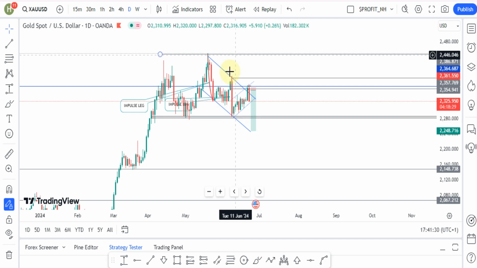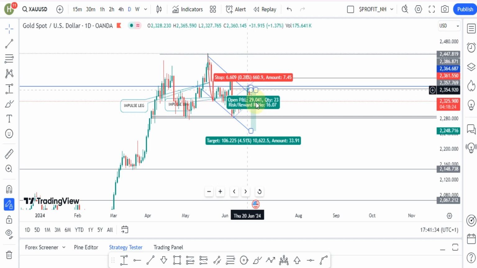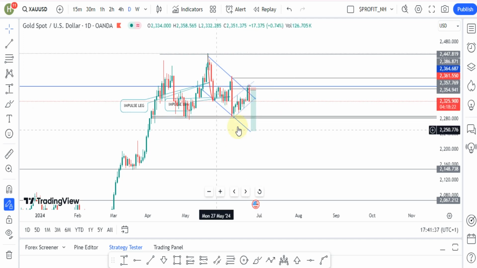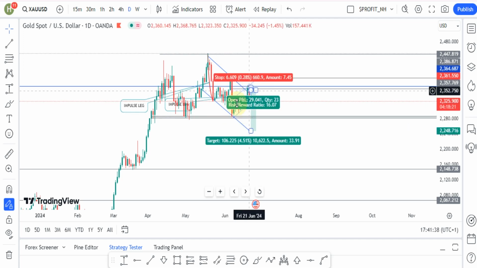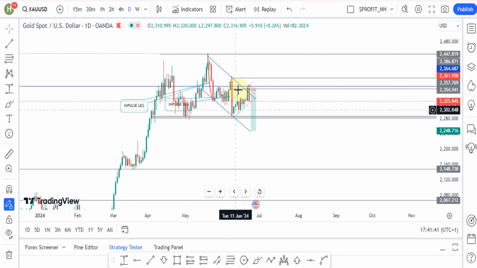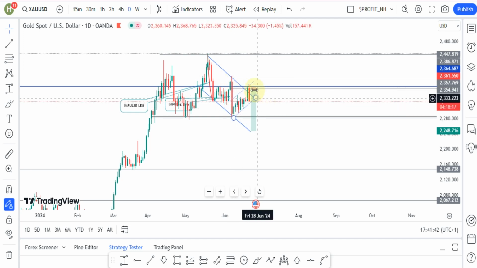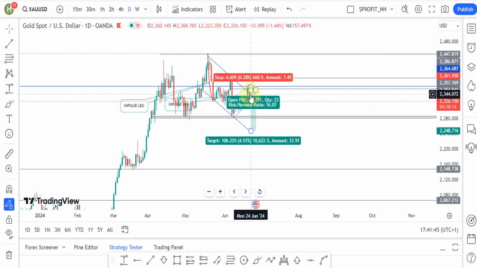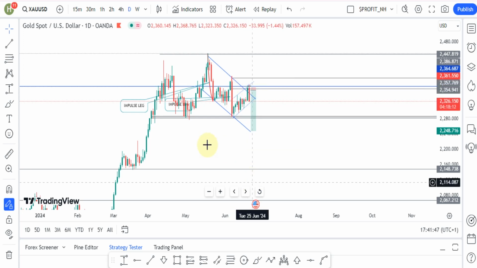So after having this impulse move to this neckline down here, this market went up a little bit. Then after going up a little bit, it gave us this correction. So now what's probably happening at this point, there's a possibility of this market continuing to push to the downside.